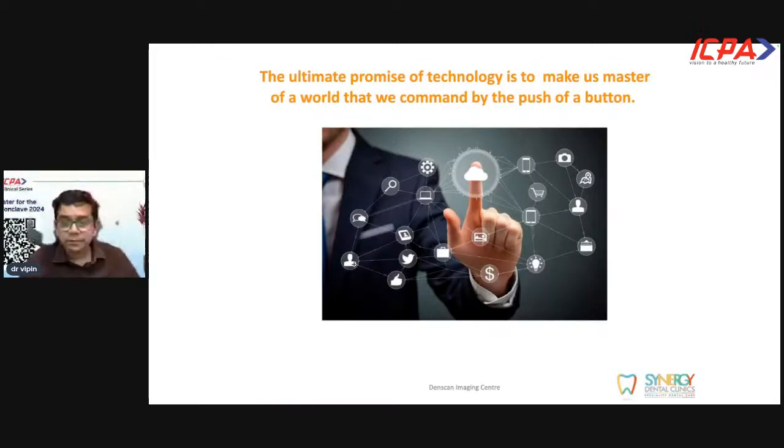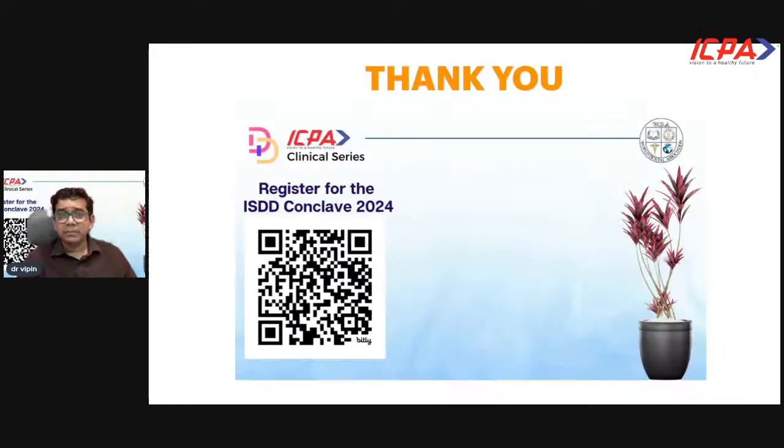This is my favorite sentence. This is the only reason that keeps me driving in dentistry: the technology, and the ultimate promise of technology is to make us master of a world that we command by the push of a button.